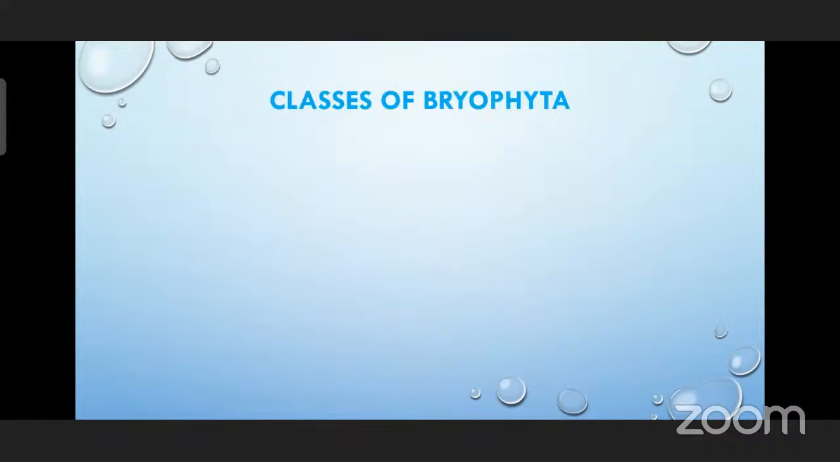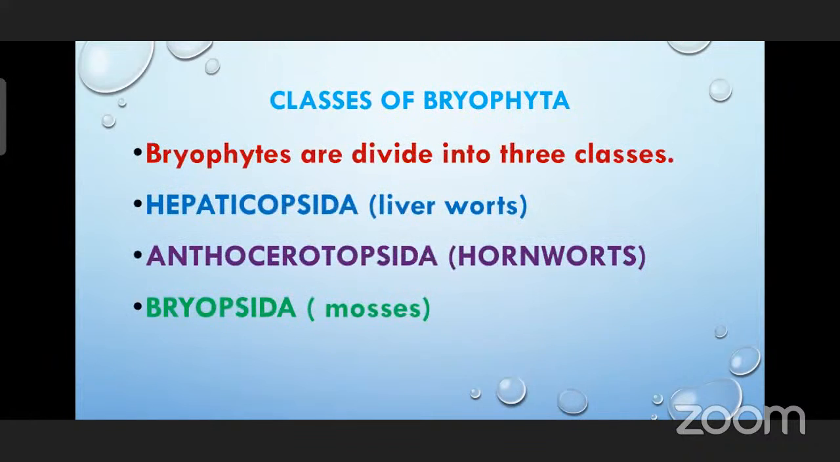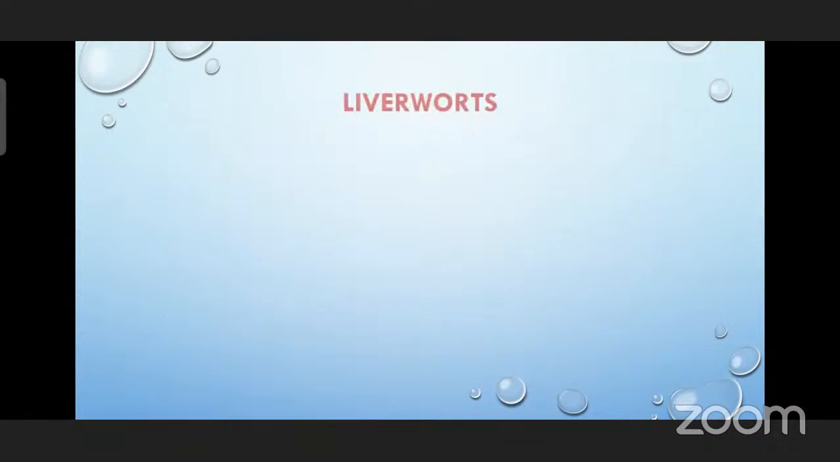And the classes of bryophytes. Now coming to the important features of these bryophytes. These are divided into three classes: Hepaticopsida, liverworts; Anthoceratopsida, hornworts; Bryopsida, mosses. These are the three classes which we are going to learn in detail now.